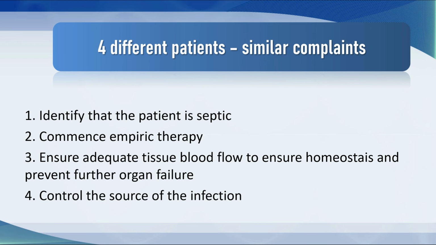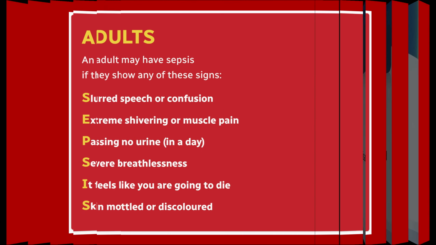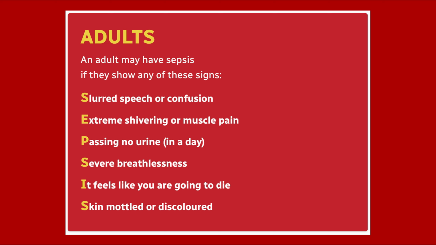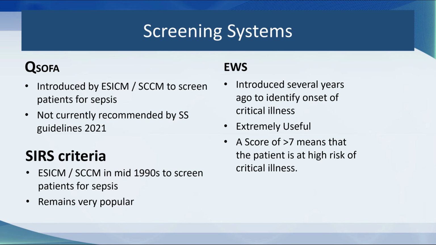So how do we identify patients with sepsis? I'm quite fond of this particular approach using the mnemonic SEPSIS. S for slurred speech or confusion, E for extreme shivering or muscle pain, P for passing no urine, S for severe breathlessness, I for it feels like you are going to die, and S for skin mottled or discolored. Really good. Now we have screening systems in our hospitals, and there are 3 different screening systems that are used.